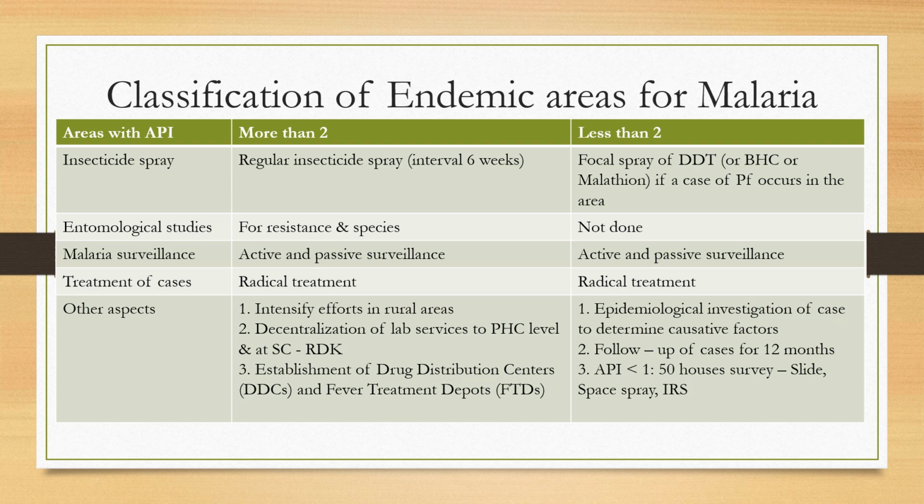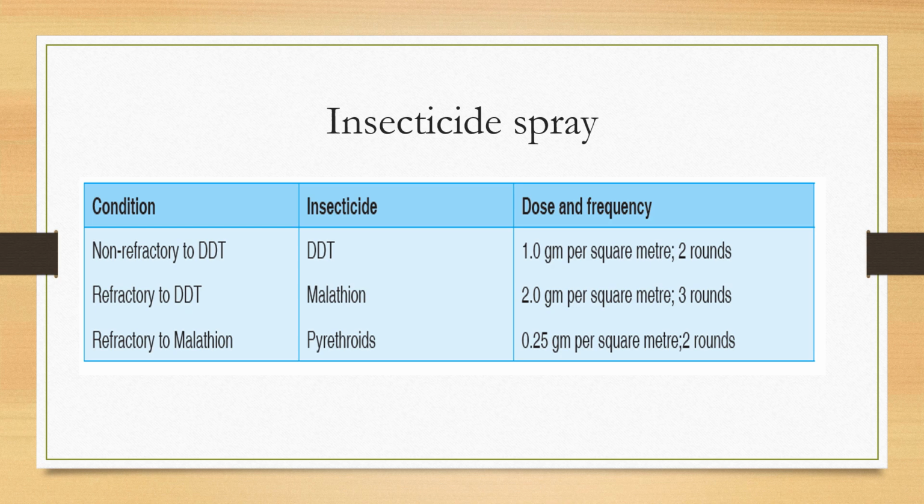In addition, we also go for indoor residual spray. Now we'll be discussing indoor residual sprays, IRS. So we use DDT as indoor residual spray. Other insecticides like malathion and pyrethroids are also used if the vector is resistant to DDT.